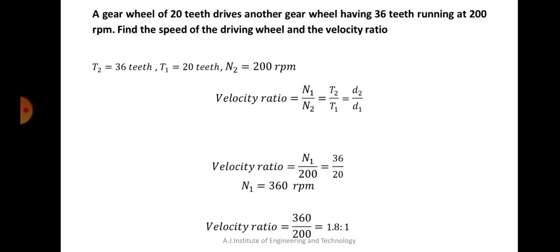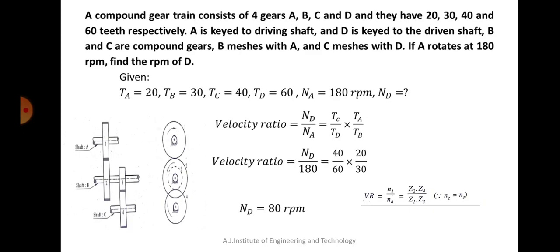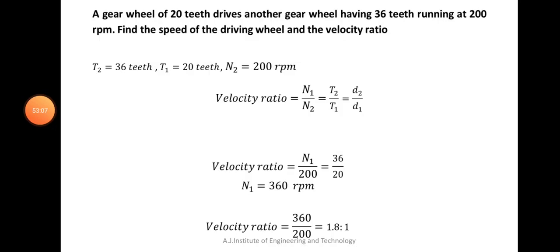N1 by 200 is there, it will go to the other side. So it becomes 36 into 200 divided by 20. So the answer what you get is? I'll go to the next question. A compound gear ring. Okay, sorry. So N1 is equal to 360 RPM, and they have also asked you to find the velocity ratio.